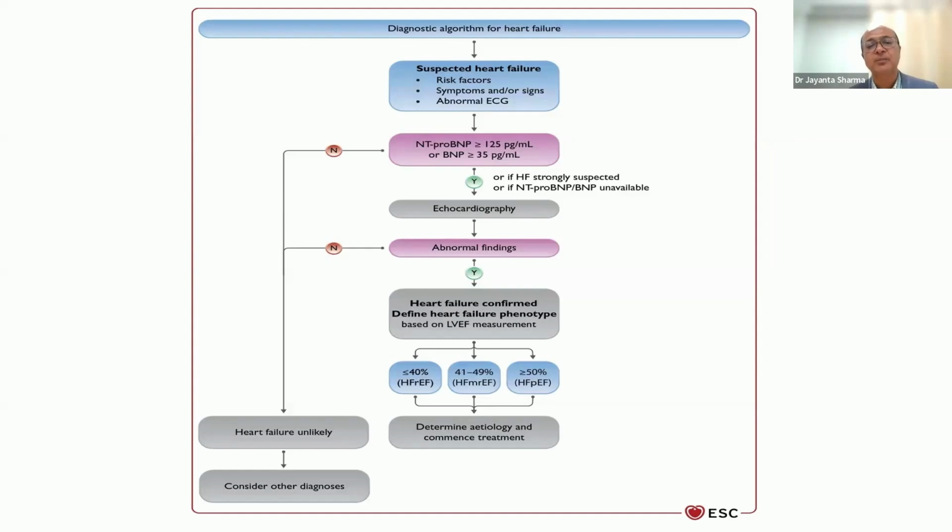So based on this, after the initial presentation, history taking and investigations, if the diagnosis of heart failure is confirmed, then you have to measure whether the heart failure has reduced ejection fraction, preserved ejection fraction, or in between these. Determine the etiology, and the treatment depends upon the patient's ejection fraction. So bedside echocardiography is one of the most important tools for us in heart failure patients, along with NT-proBNP and clinical signs and symptoms. Next.